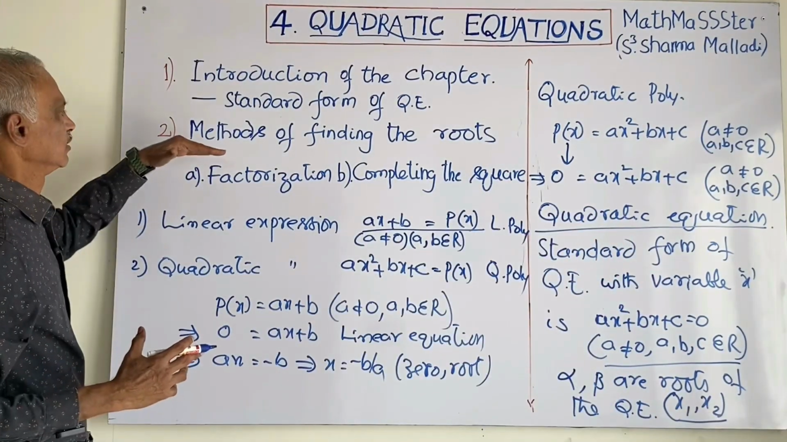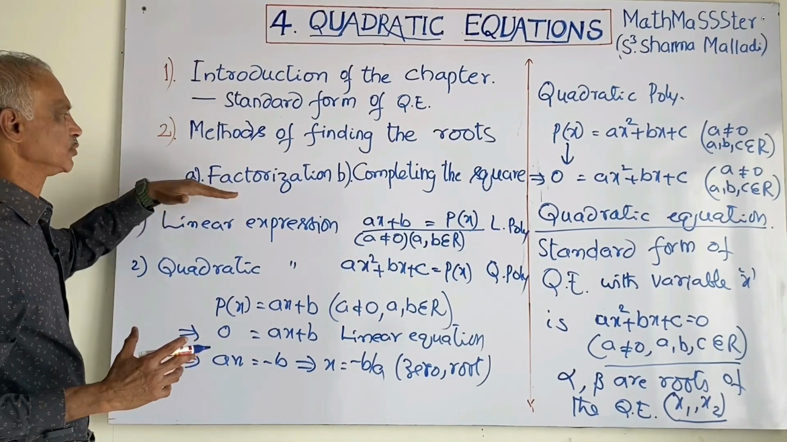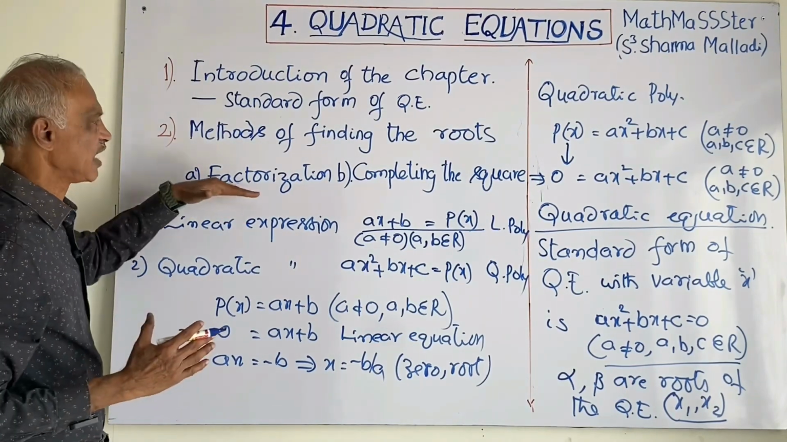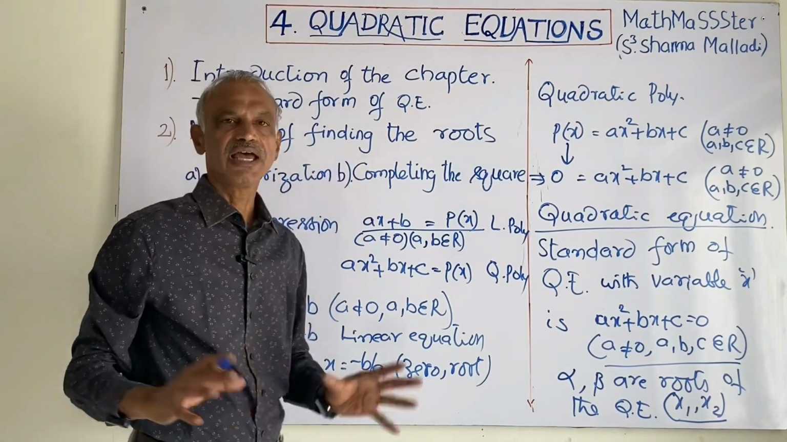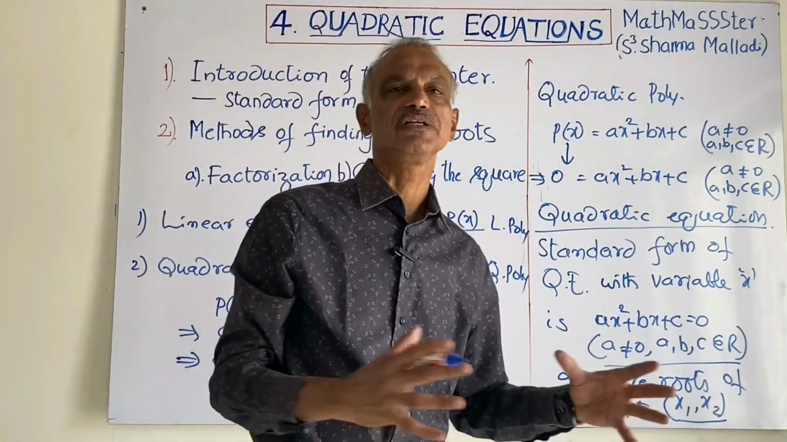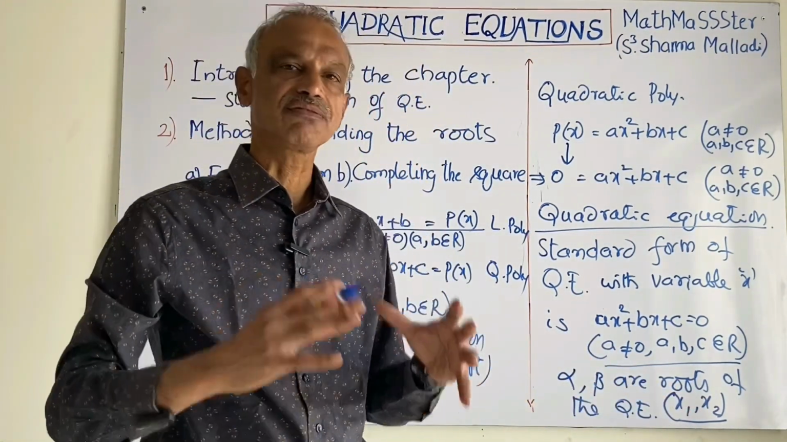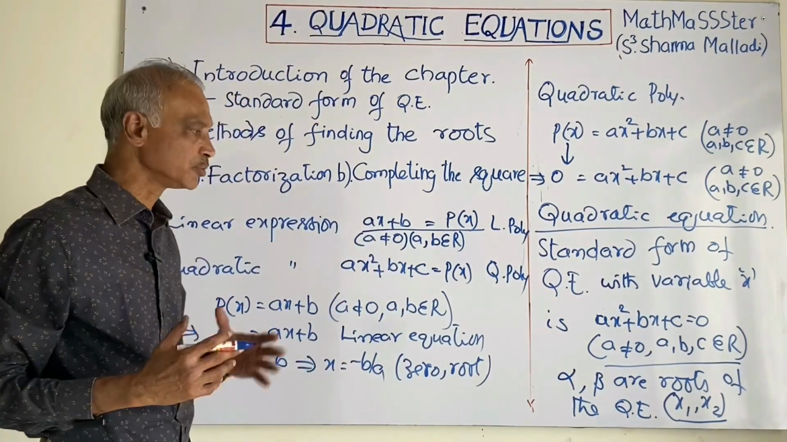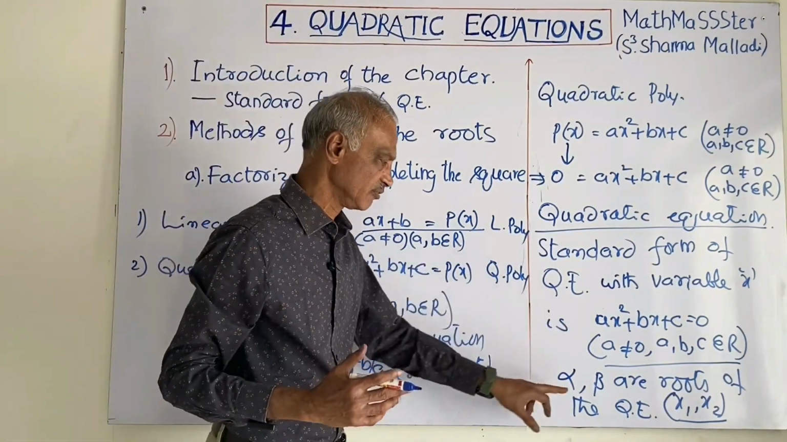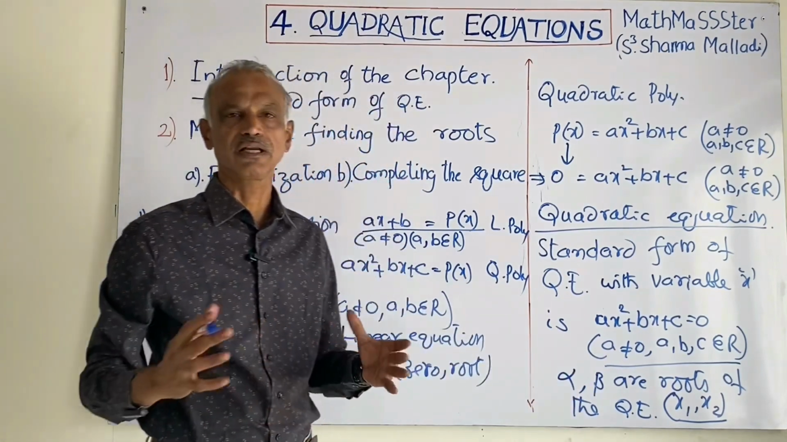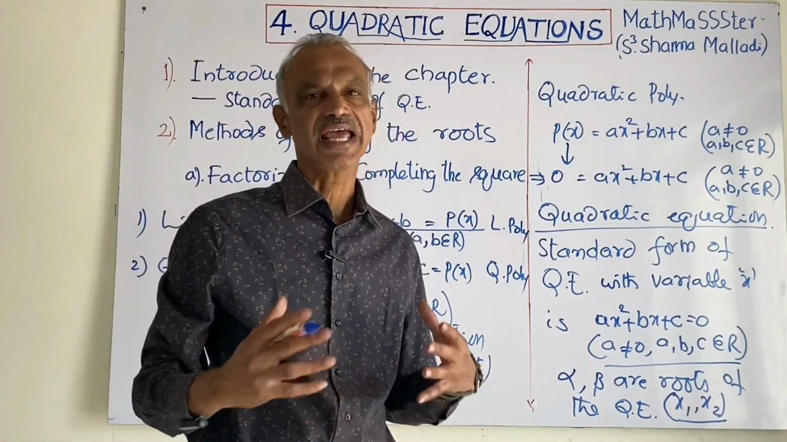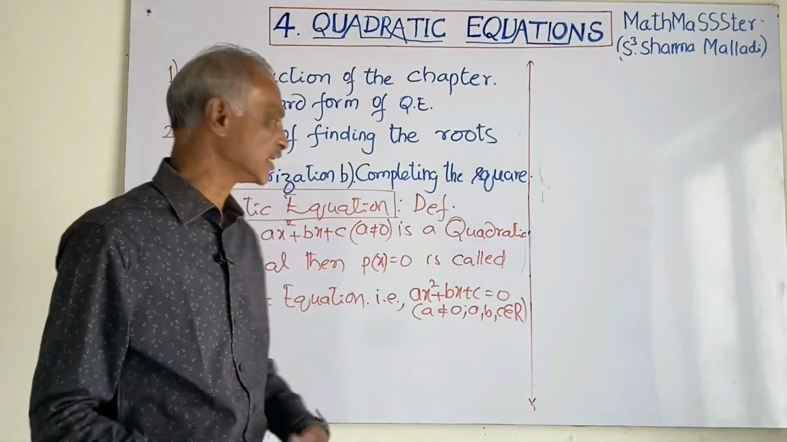Next, I will take methods of finding the roots of the quadratic equation: factorization and completing the square. I will take one example so that you can understand very easily. Afterwards, I will find out the roots of the quadratic equation, which are alpha and beta, that are nothing but x1 and x2. What is the definition of quadratic equation?